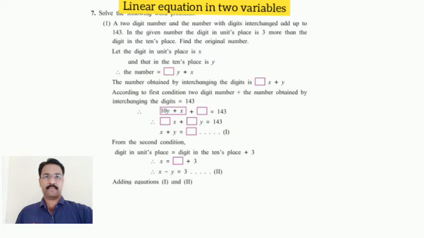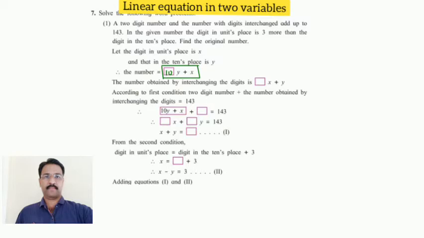Let the digit in the units place be x and the digit in the tens place be y. Whenever it is the tens place, we have to multiply that digit by 10. So here we write 10y. This means the original 2-digit number is 10y plus x. This is very important, we are going to use it afterwards.